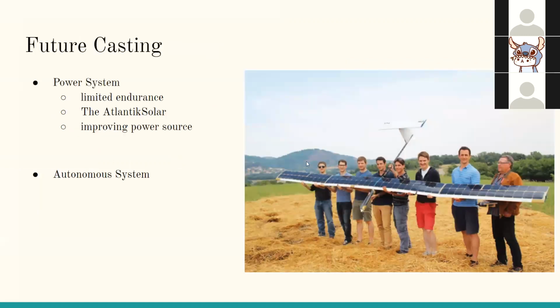Nowadays, the most common power source is rechargeable Li-ion or LiPo battery. Solar cells can also be a power source, but are too expensive. An example is the Antarctica Solar. It's a 6.9 kilogram drone that completes an 81-hour continuous flight. New power sources are under development, such as hydrogen fuel cells.